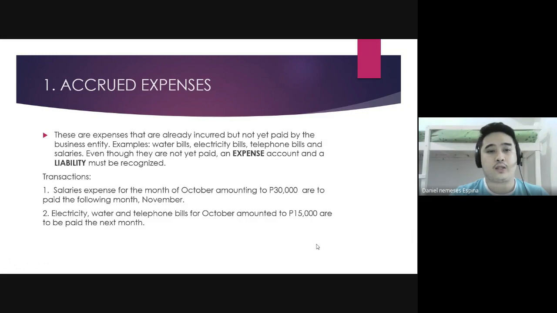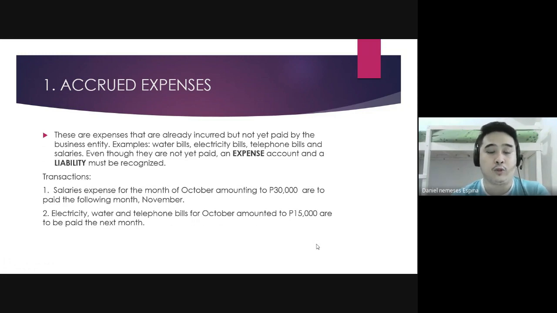So the first in our list are the accrued expenses. These are expenses that are already incurred but not yet paid by the business entity. Examples: water bills, electricity bills, telephone bills, and salaries. We incur the expense in the current month. For example, if you receive a water bill today, that water bill is not related to this month, but it is related to the previous month.